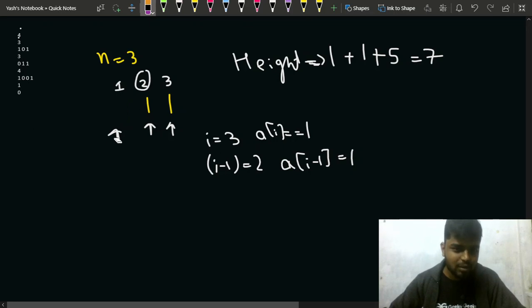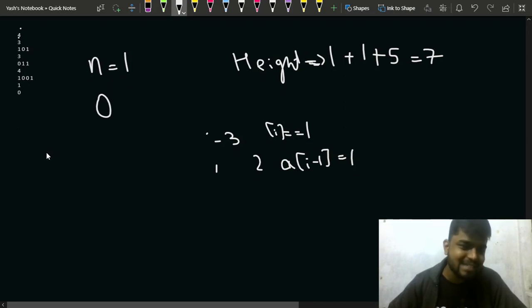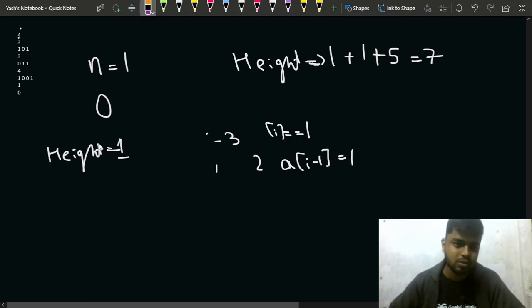Now let us have a look at some of the other test cases in this problem. Let's say I have been given n is equal to 1 and the element is 0. In this case, initially my height was 1, and on the first day it is not watered, so my height will remain the same. So ultimately my final height will also be 1, right?